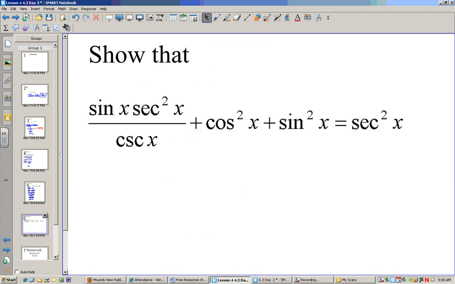All right, so now our next problem, we want to show that sine x secant squared x over cosecant x plus cosine squared plus sine squared is equal to secant squared. Pause the video, see how well you do. All right, the first thing I see is that cosine squared plus sine squared equals 1. So we can just say sine x secant squared x over cosecant of x plus 1.